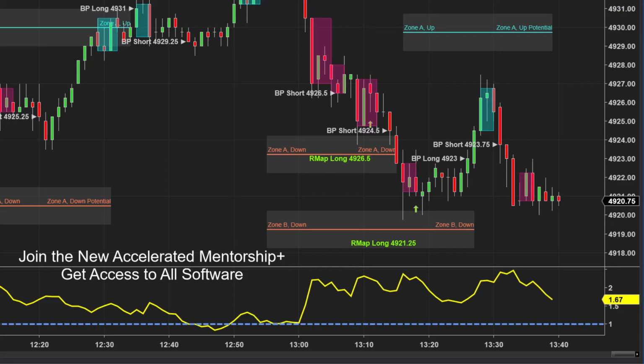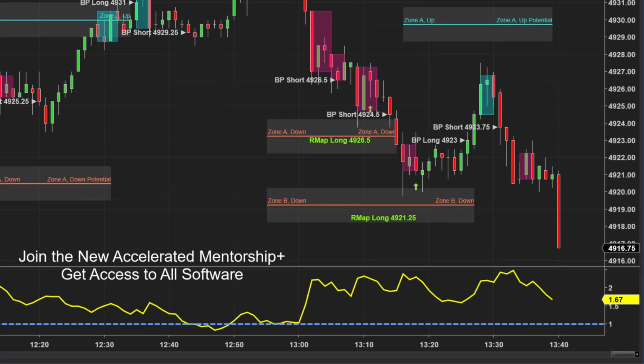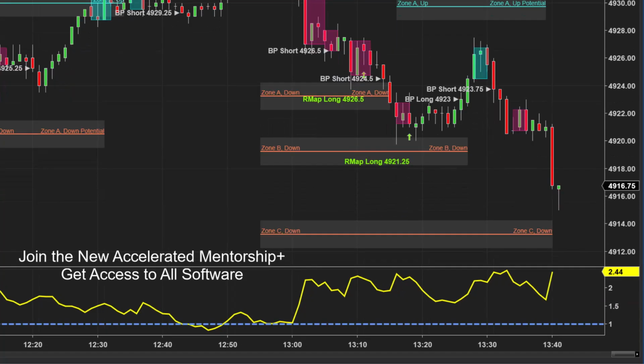So I'm just waiting here for another setup to show you another example of the roadmap in action. Okay, the market's going lower. I'm waiting to see, there it is. So there's now a new roadmap zone, zone C down. So what does that mean?